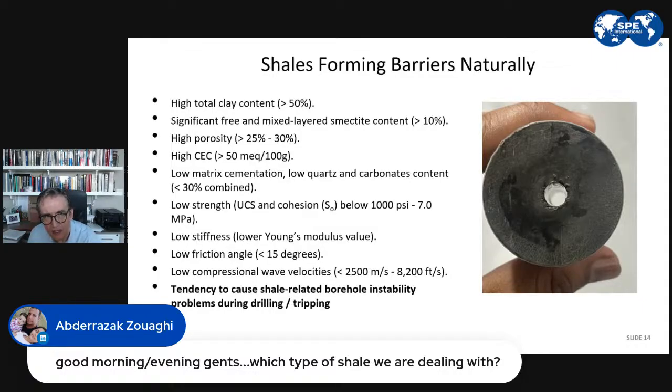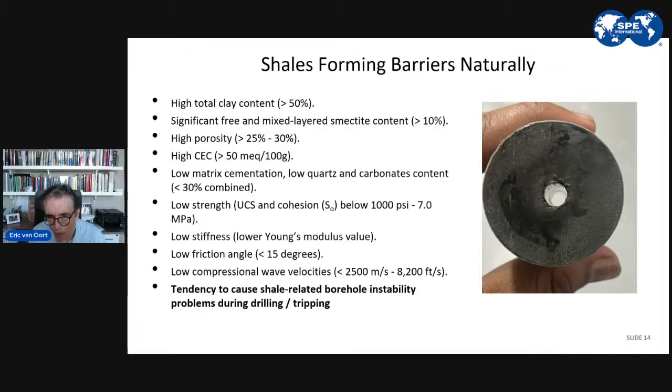Well, we typically know that it's shales that have a high total clay content with significant free and mixed layer smectite, with a high porosity, high cation exchange capacity, relatively low matrix cementation, so low quartz and carbonates content, low strength, low stiffness, low friction angle, and low compressional wave velocities. They're typically shallow, relatively young shales from a geological standpoint, that also have a tendency to cause shale-related borehole instability problems during drilling and tripping.